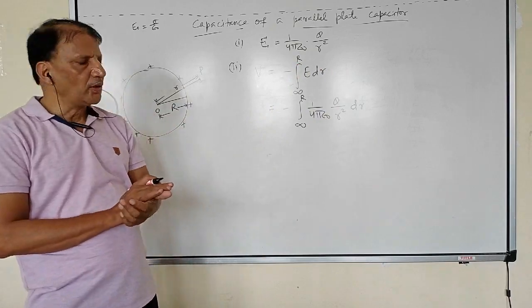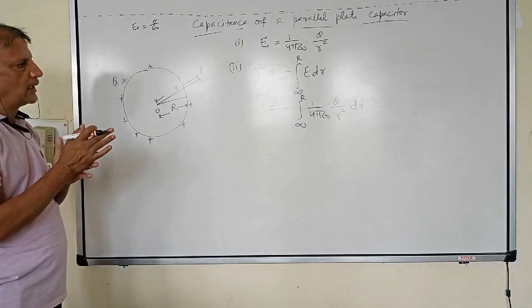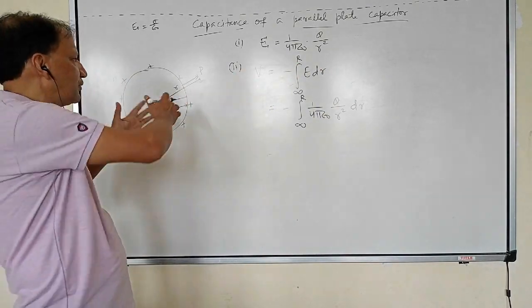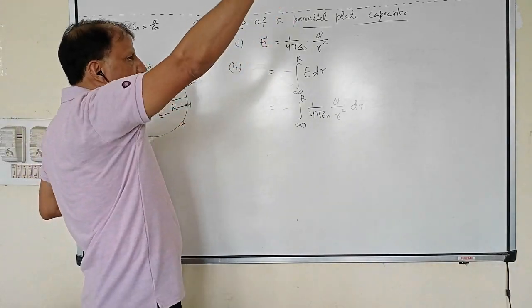Now second step, we have to find the potential difference between the plates. Here one plate is here, another plate is at infinity.